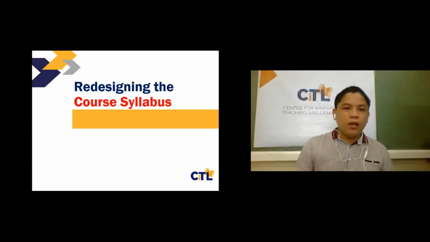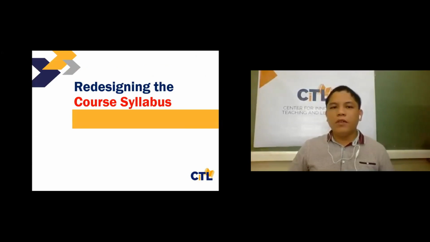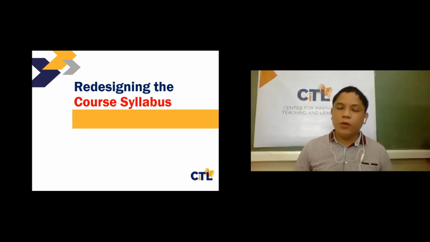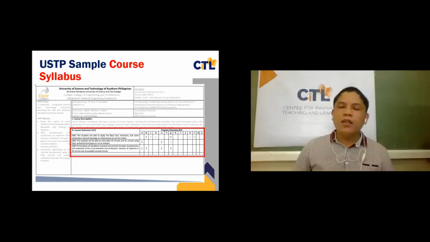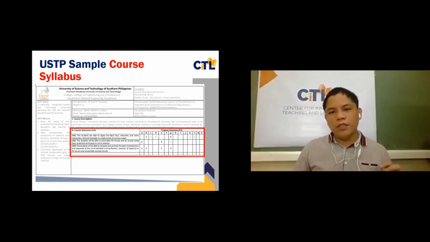Okay, so when we go to redesigning the course syllabus, what areas are we going to focus on? The first thing that we are going to review is the course outcomes. Your course supports particular program outcomes in your program, and it's important that these course outcomes are aligned to those program outcomes. So the mapping there is the thing that we're going to revisit.